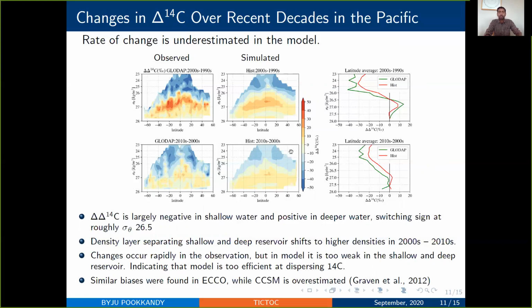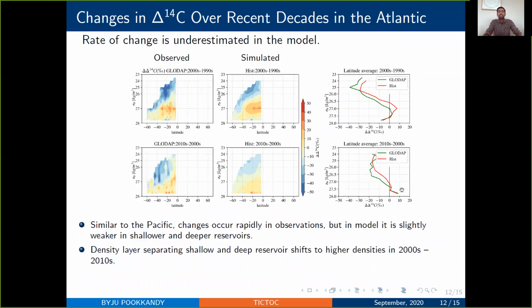The latitude average in the recent decades shows that the deep ocean changes in delta C14 are negligible in both observation and simulation, indicating that the deep ocean C14 is mostly saturated. Similarly, the changes in delta C14 over the decades in the Atlantic Ocean show that the rate of change is slightly underestimated in the model.